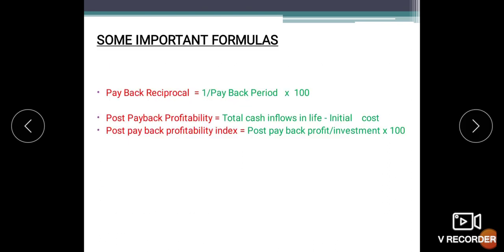So far we have discussed the different situations in which payback period can be calculated. Now we are going to discuss some important formulas: payback reciprocal, post payback profitability, and post payback profitability index. The payback reciprocal formula is 1 divided by payback period into 100. Post payback profitability is total cash flow in life minus initial cost of the project. Post payback profitability index is equal to post payback profit divided by investment into 100.